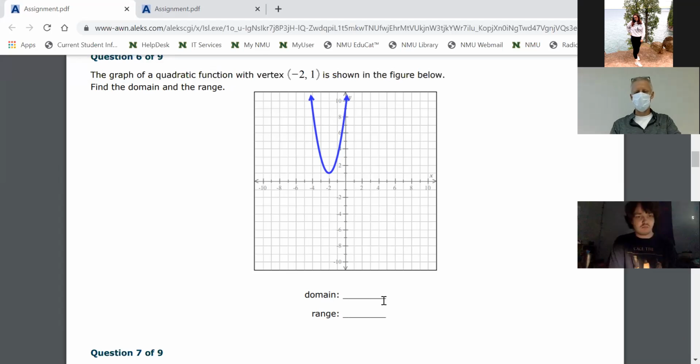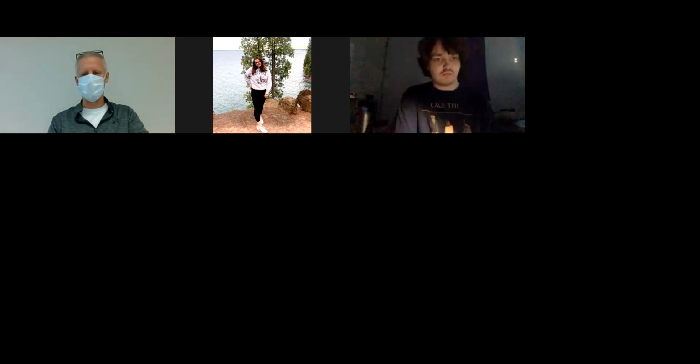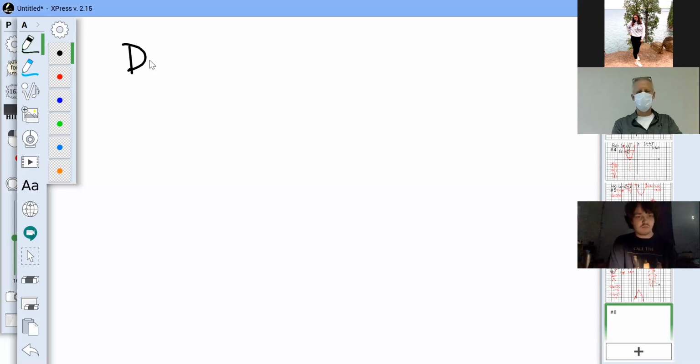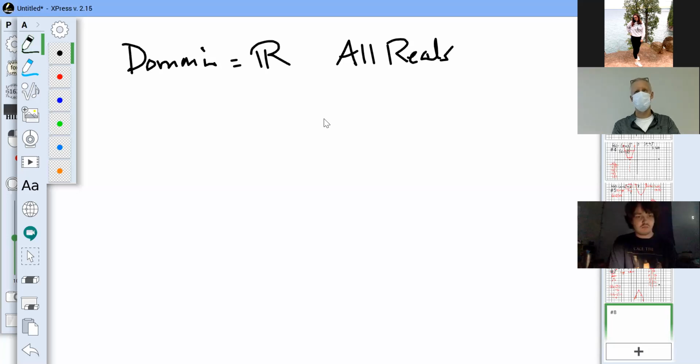So let me get back to my writing program because I need to write this for you. So that graph, the domain of any parabola is the set of real numbers. I don't know if they're going to let you choose all reals. There's no restrictions on the domain of a parabola. As an interval, it's anything from negative infinity to positive infinity. It doesn't matter what it is. It's just a real number.